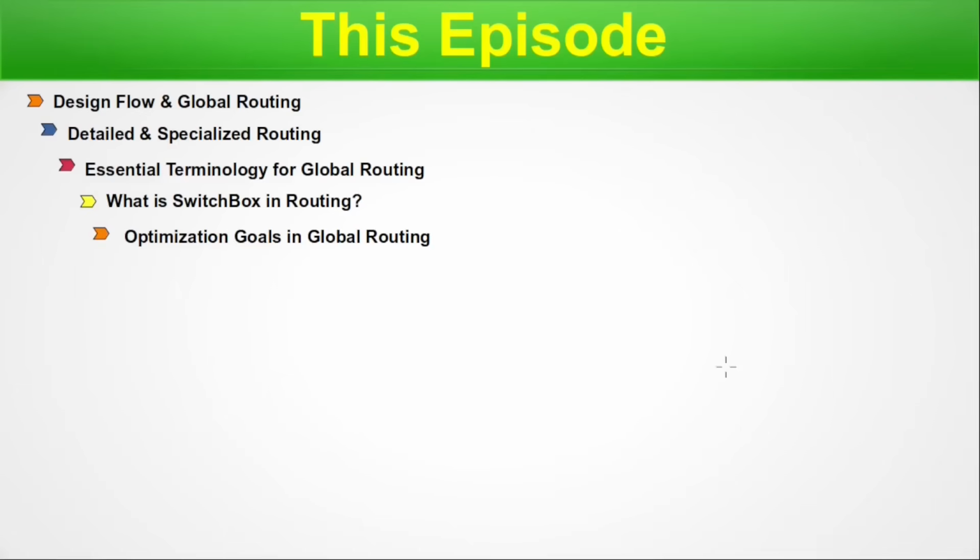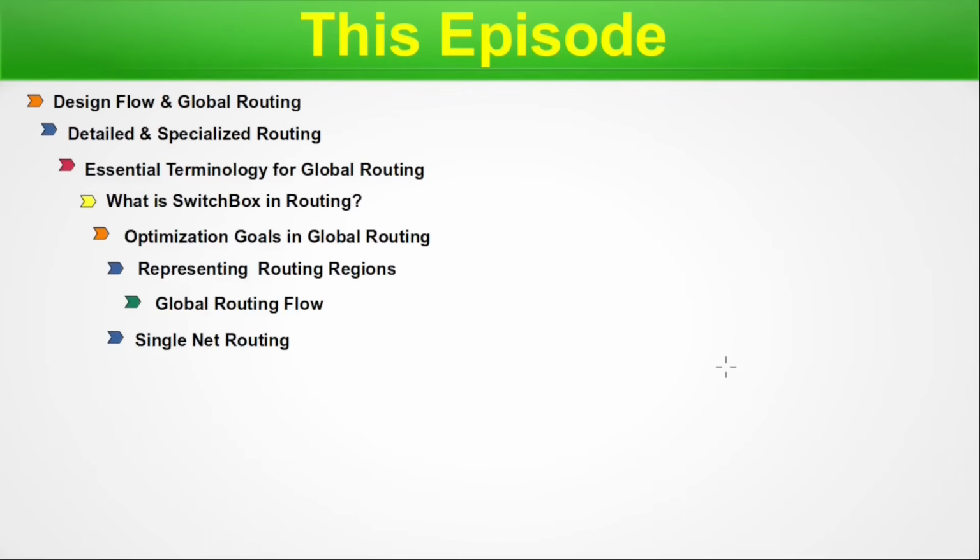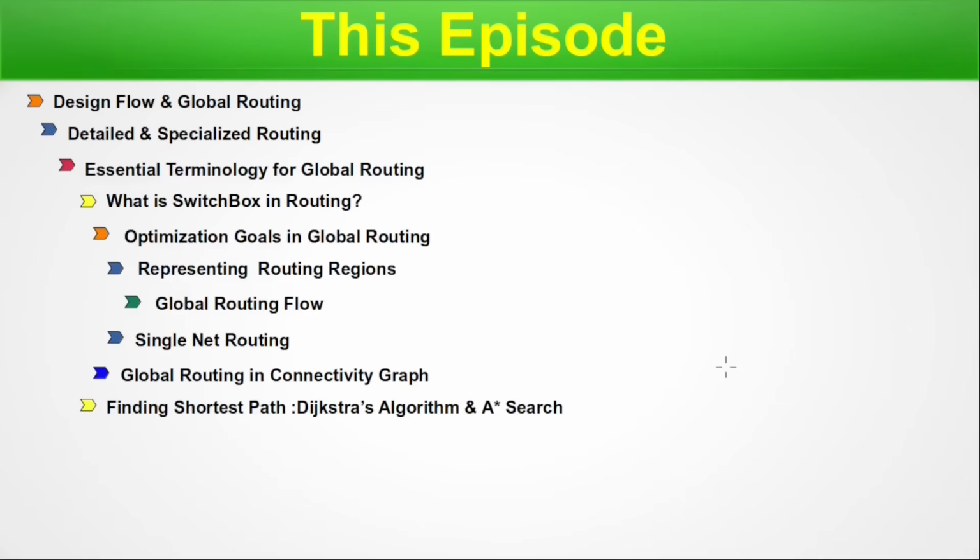Next, optimization goals in global routing. After that, representing routing regions. Routing region is another new terminology. In this slide, we will discuss how routing regions are represented, and the global routing flow. There are some sub-steps of the global routing process. Here we will learn that. And next, single net routing, global routing in connectivity graph. Finding shortest path. There are two algorithms discussed here, Dijkstra's algorithm and A-star search.